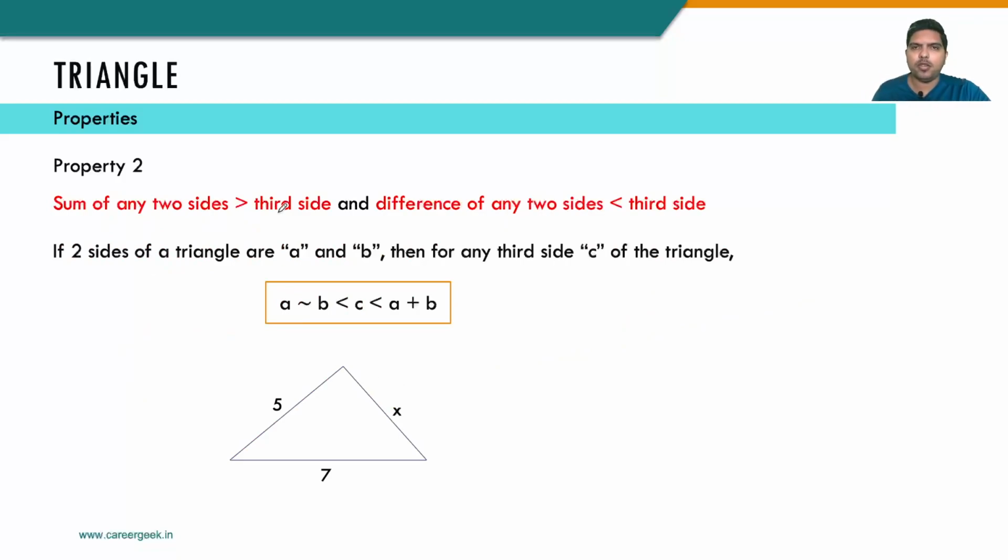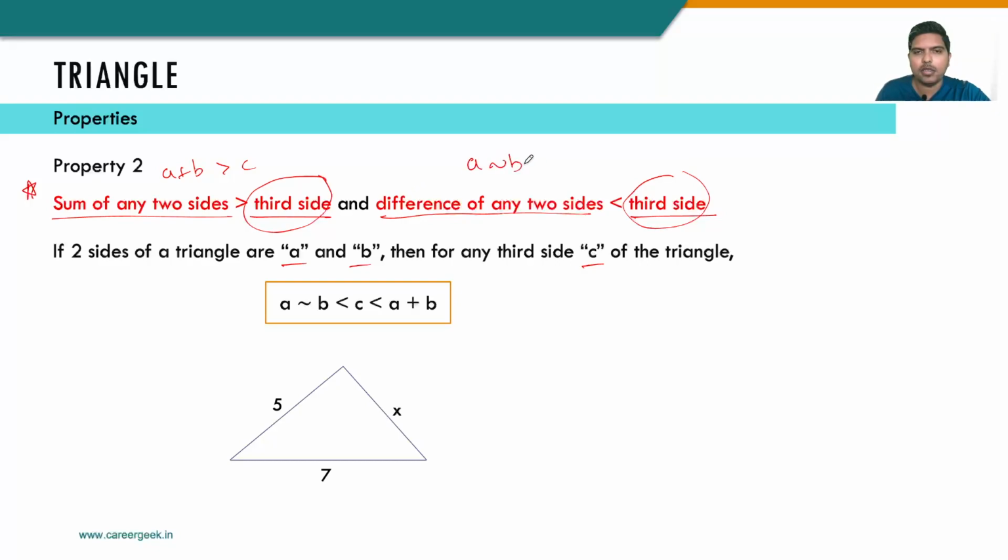So that's the property number one. Sum of interior angles of a triangle is 180. The second one is about the sides. This is important. Sum of any two sides is greater than the third side of a triangle. You take any two sides, their sum should be greater than the third. And if you take difference of any two, the difference should be less than third side. Let's say A and B are the two sides and the third side is C. The sum of two sides is greater than C and the difference is less than C.